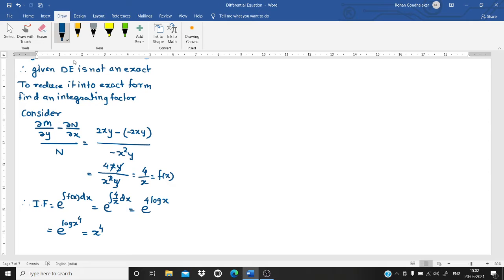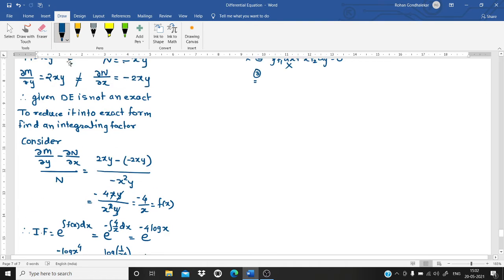Sorry, this minus N is given here, so we get minus 4 log x. Okay. This is minus log x raised to 4, but we can absorb the minus sign inside the logarithm. So when we absorb the minus sign inside the logarithm, we get e raised to log of 1 upon x raised to 4, and e raised to log get cancelled. So what is the integrating factor? 1 upon x raised to 4.